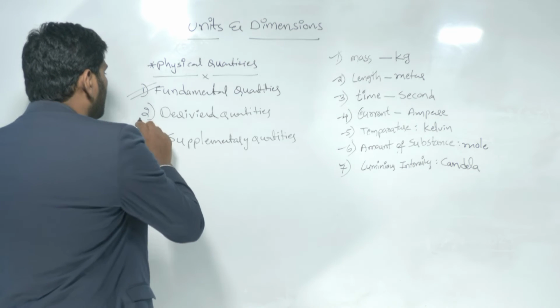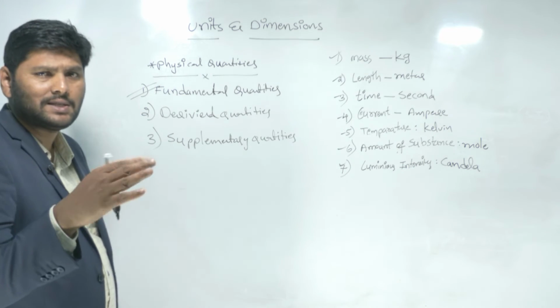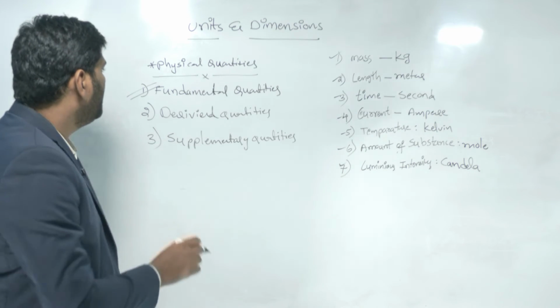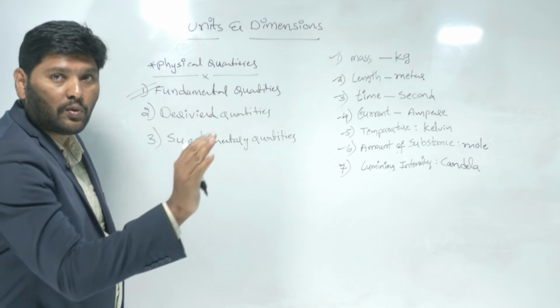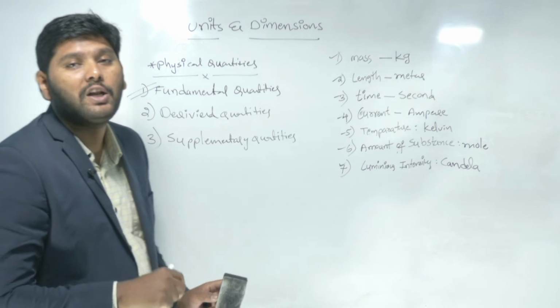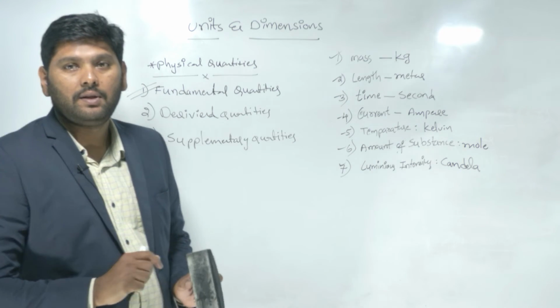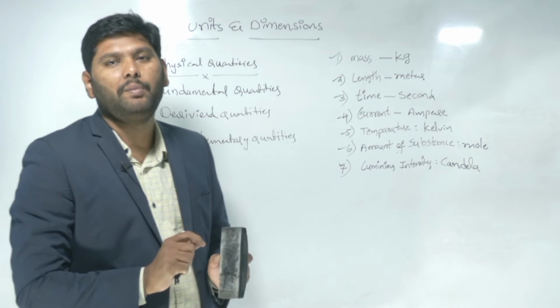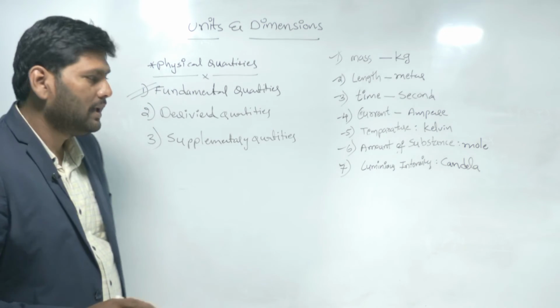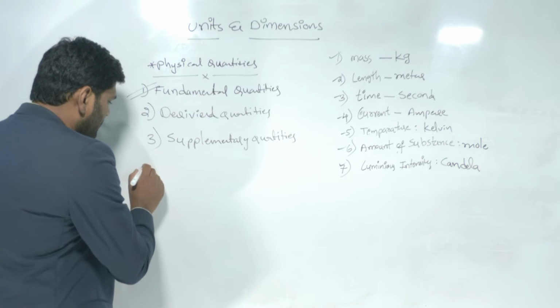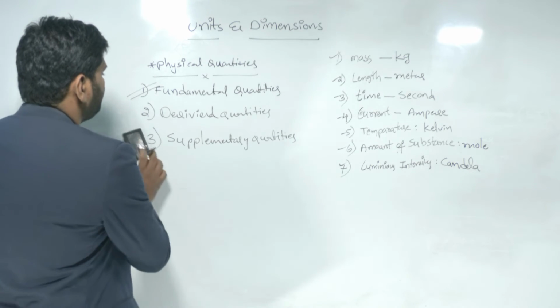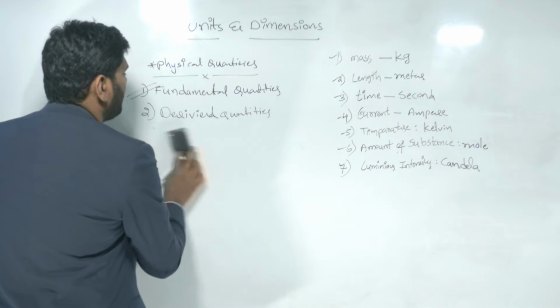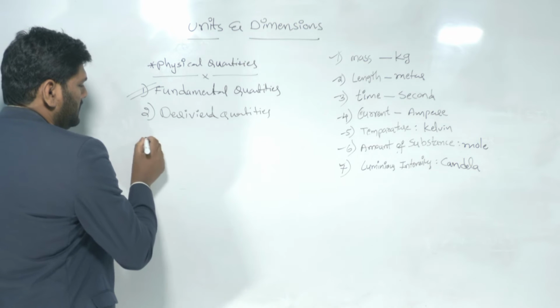Now coming to the derived quantities. Here what is a derived quantity? A derived quantity is a quantity that depends upon fundamental quantities. Understand students? The derived quantity depends upon what? Fundamental quantity. For example, let us give examples for derived quantity here.